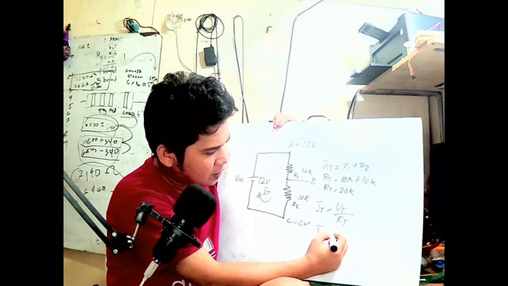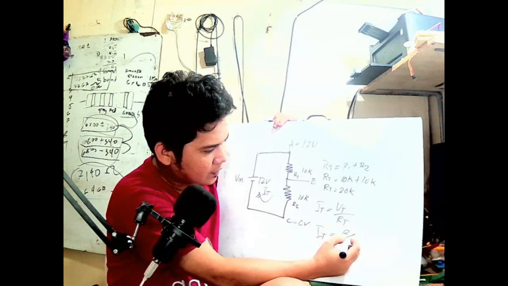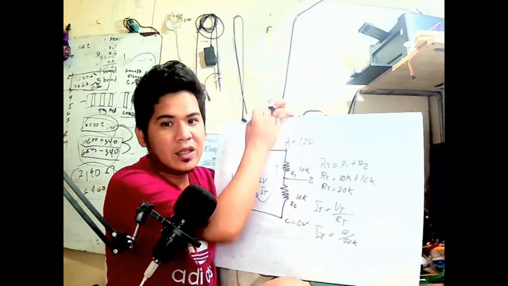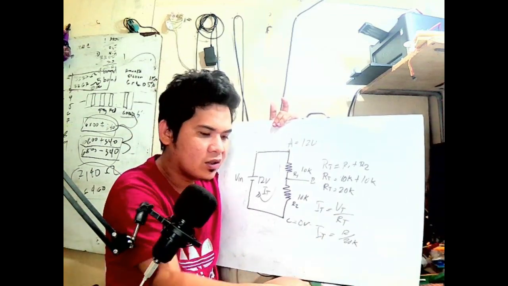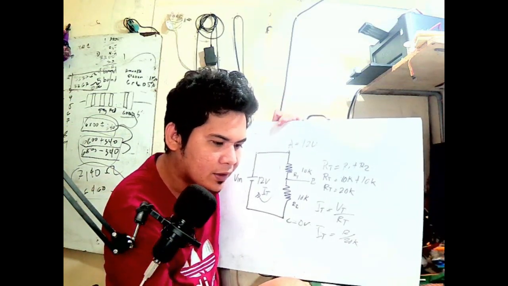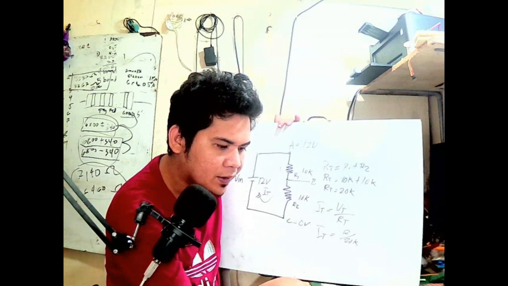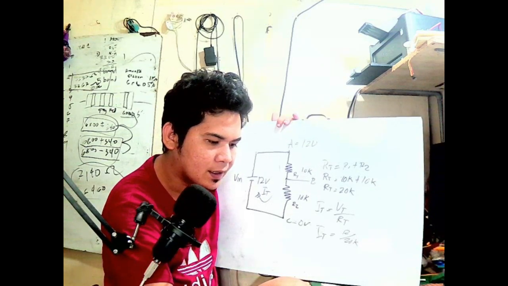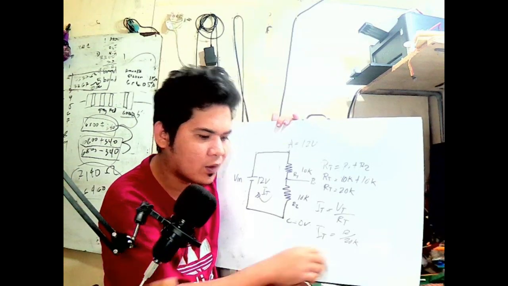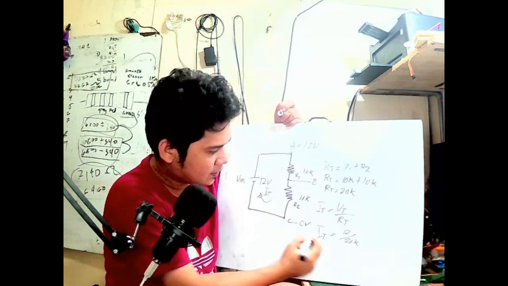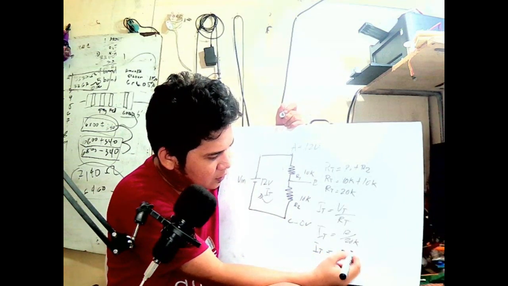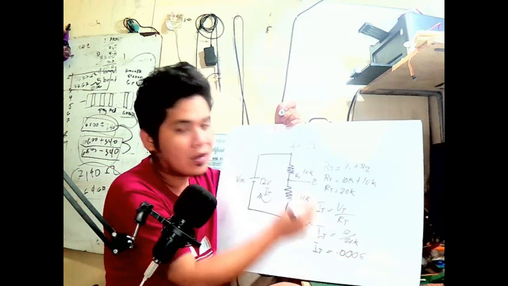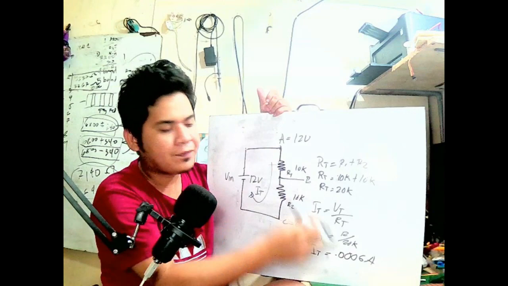So I total is equal to 12 volts divided by 20k ohms, right? So if we calculate 12 volts divided by 20k, I think 0.006. Wait lang, calculate natin para mas sigurado tayo. Pero alam ko 0.006 yata. Okay, so 12 divided by 20k is equal to 0.0006. So yung I total natin is equal to 0.0006 A or amps.